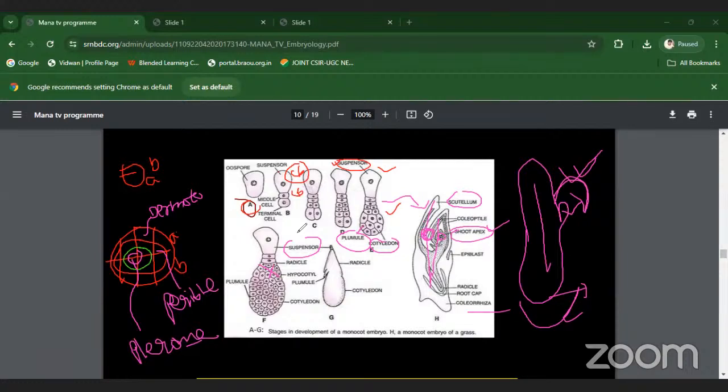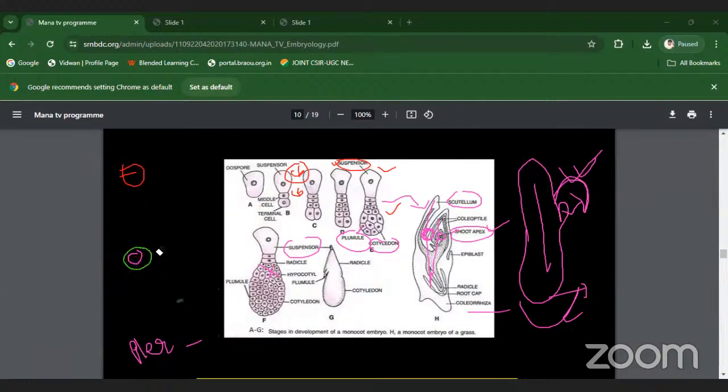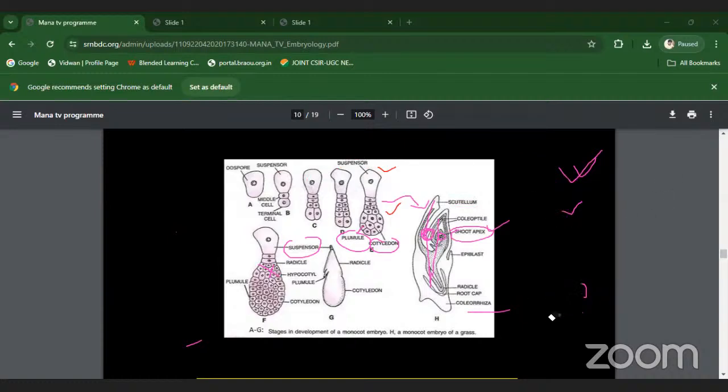What is the meaning of poly? Many. So in polyembryony, formation of more than one embryo, right? Right. Just wait. Already we know how the embryo develops. Just wait, let me take the slide, a whiteboard.